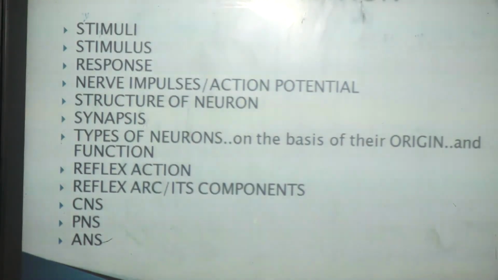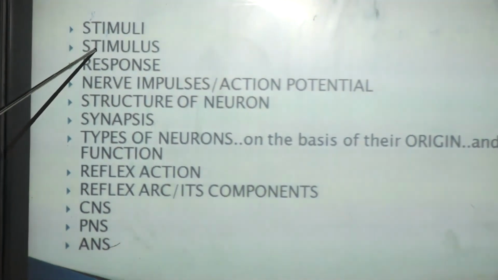Then the 5th chapter, control and coordination. Simply it is called coordination. In this chapter you have the neurons and the brain and the functions of the central nervous system, peripheral nervous system, and autonomous nervous system. So first of all, stimuli and stimulus.